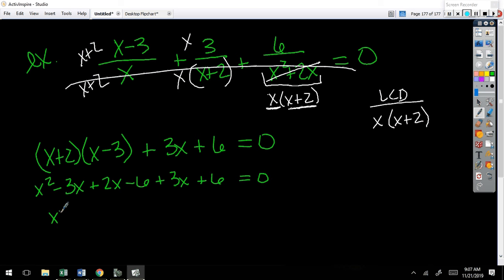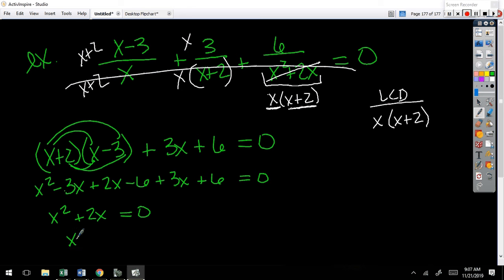Maybe I did it wrong, because I got the 3x. I got x squared minus x. Where did the 3x go? I foiled it. Minus 3x plus 2x minus 6. I got x squared. There's a 3x. It's minus 6.